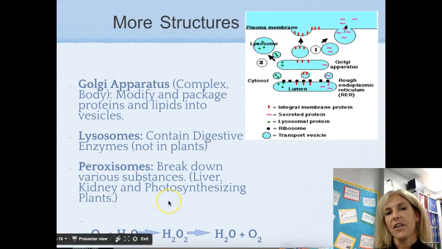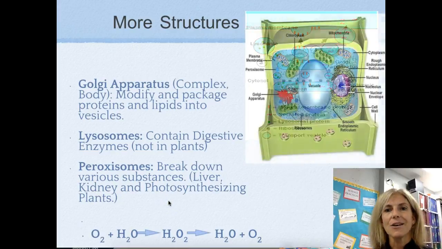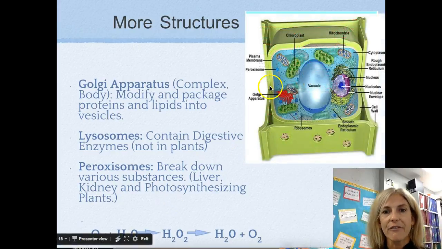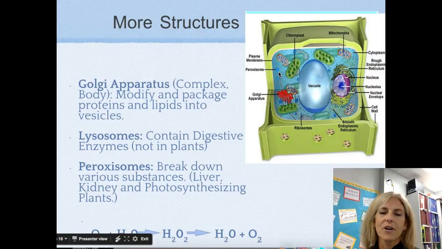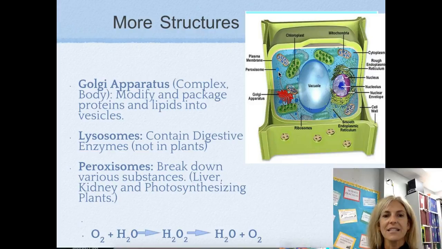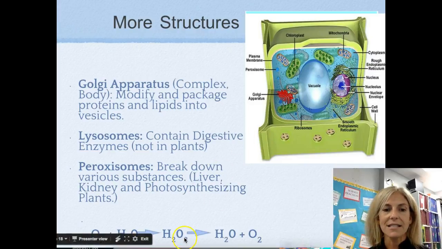Another structure is called the peroxisome. A peroxisome looks just like any other vacuole, I think. So if I threw a picture of it up there by itself, you wouldn't know if it was a lysosome or a vacuole or what. So I'm just going to tell you what it does: it breaks down hydrogen peroxide. So hydrogen peroxide forms when water binds with oxygen.